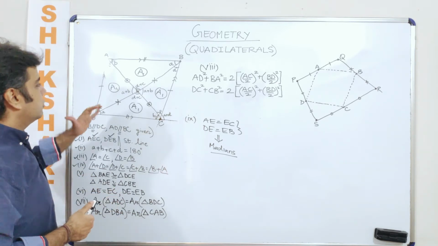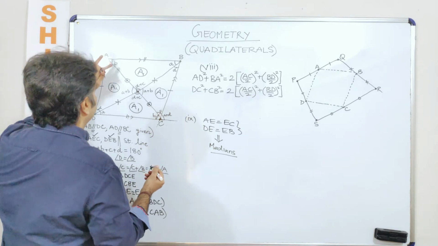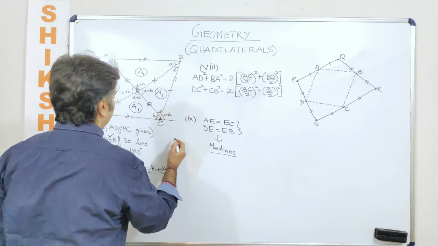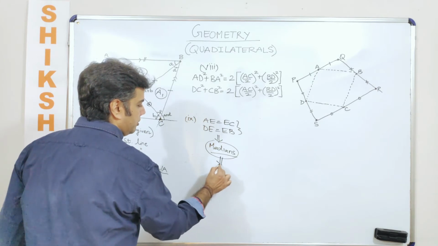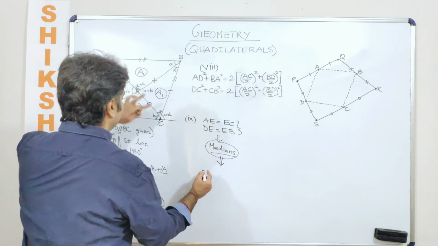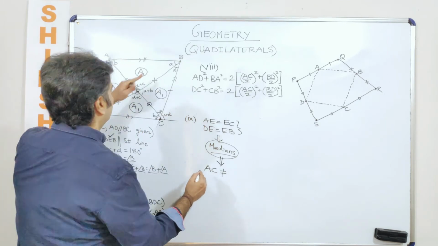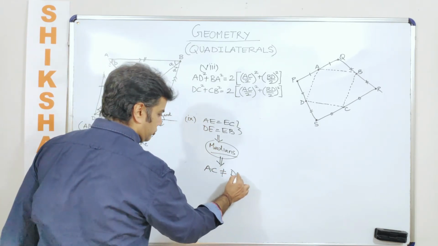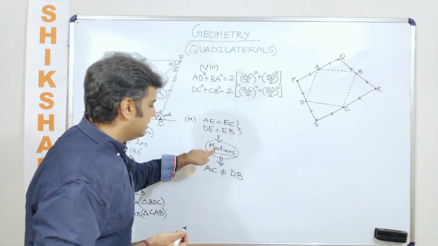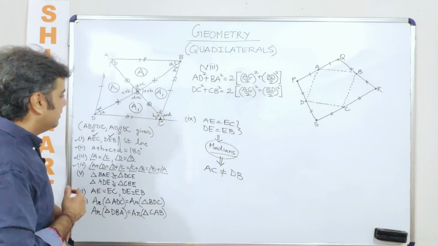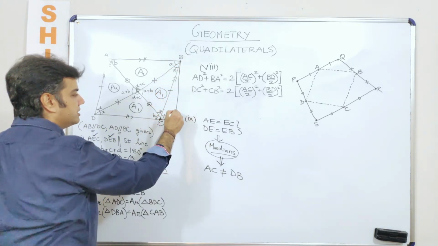The next point here is, because of this, just because of the medians discussions only, you'll be able to establish that the length of the diagonal AC is not equal to the length of the diagonal DB. This is not the only way. There are other ways also in which you can establish this, but with the help of this, you can establish this. The next point here is, can I drop a perpendicular from here to the opposite side?